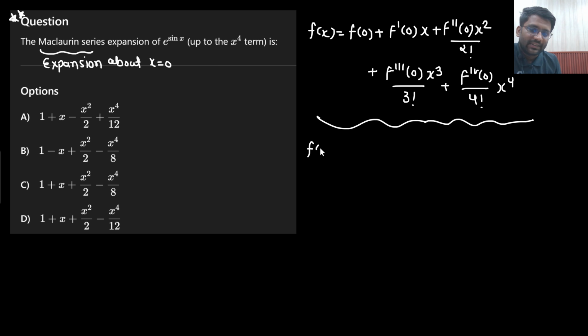Here, what I mean to say is that if I write down f of x, that is e to the power sin x, then differentiation of this, okay, sir, e to the power x will give you e to the power x only.